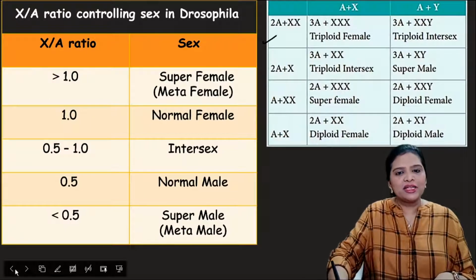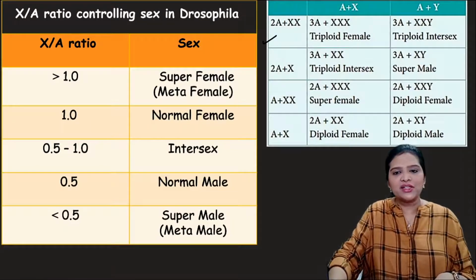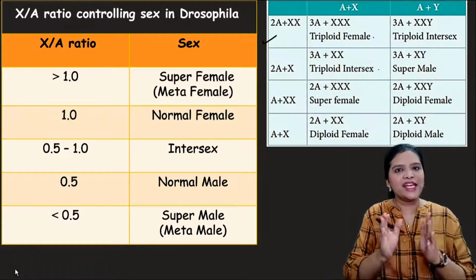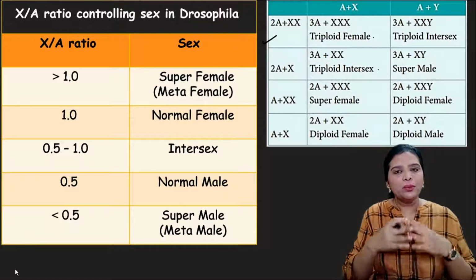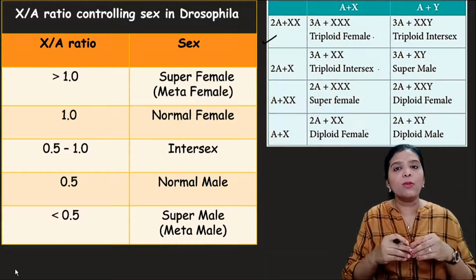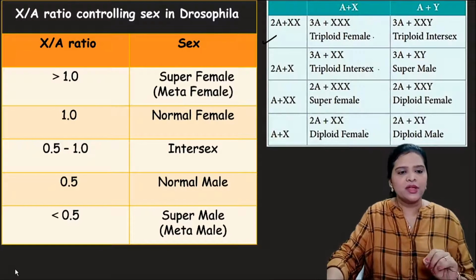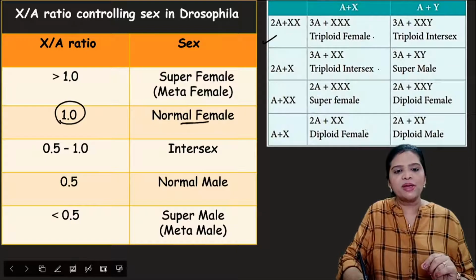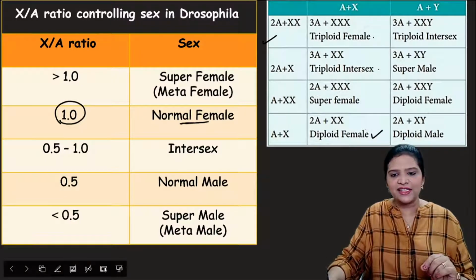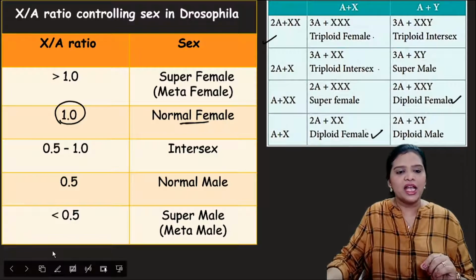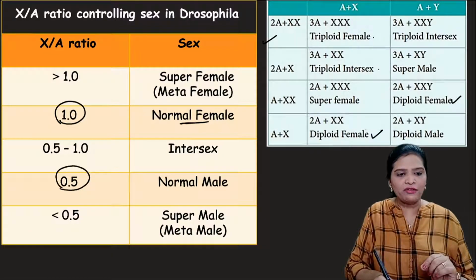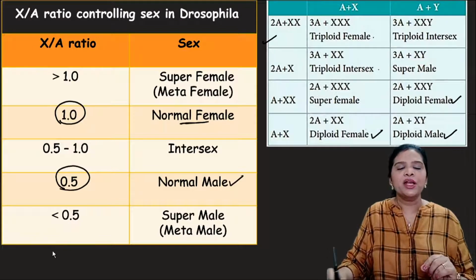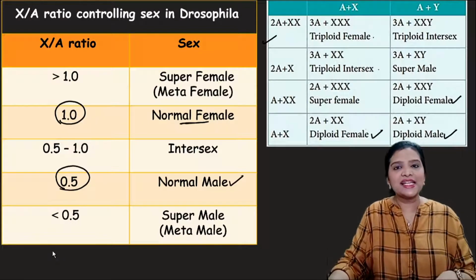Now, look at this table. I told you previously, right? So how are these names given for these organisms? This is based upon the X:A ratio. Okay. So when you calculate the sex index ratio for an organism, accordingly it is named. See, for example, if the sex index ratio is 1, this is a normal diploid female, so here it is written as diploid female. If the sex index ratio is 0.5, this will be a normal male, that is diploid male, which arrived here. Okay. So let us see how this table is exactly formed.